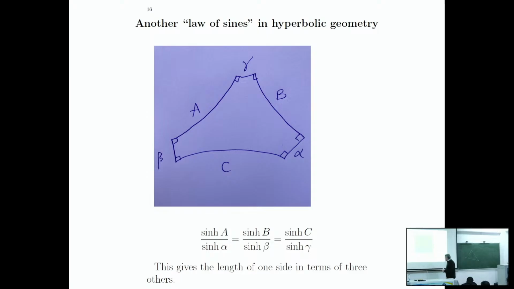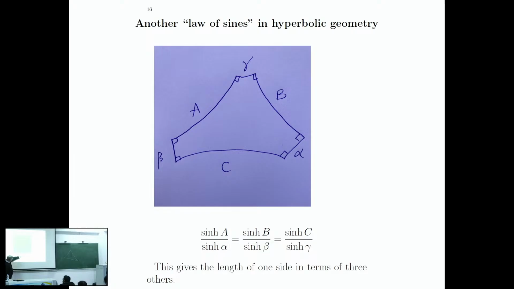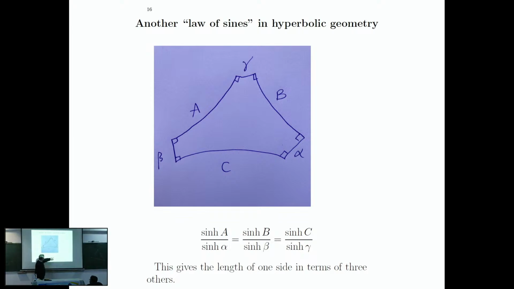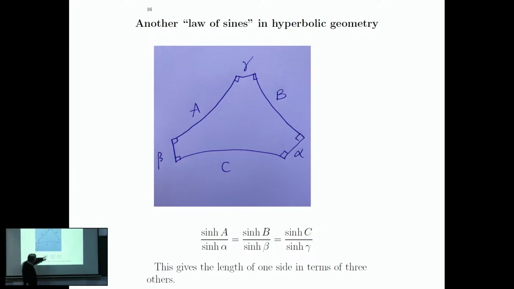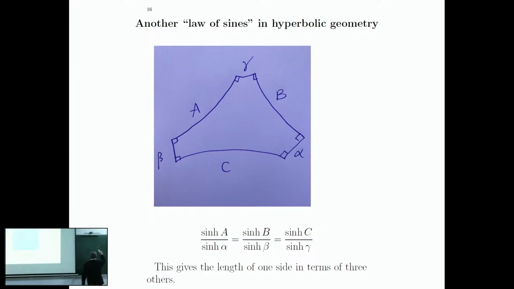But this law of sines is important because it tells you that you can get the side A from three other sides, which are alpha, B, and beta. From the three other sides of this right-angled hexagon, you get this other side A. And this is a general rule. In fact, it's not only this formula. Let me write it here.